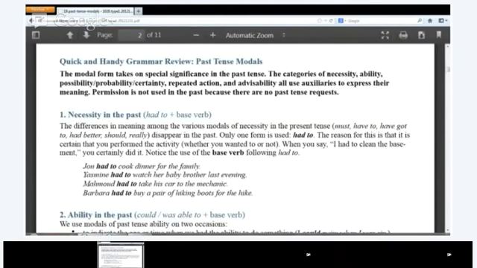Let's start with Jada. Jada, can I have you please read where it says quick and handy grammar review? Sure. Quick and handy grammar review, past tense modal. The modal form takes on a special significance in the past tense. The categories of necessary ability, possibility, probability, certainty, repeat action, and advisability all use auxiliaries to express their meaning. Permission is not used in the past because there are no past tense requests.